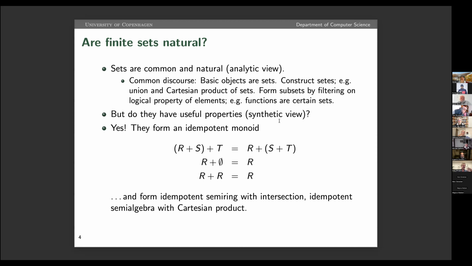But that's a different story. So, do they have useful properties? Well, yes, they do. They form an idempotent monoid, sorry. So if you think of this as union, then it just means that union is at least associative.